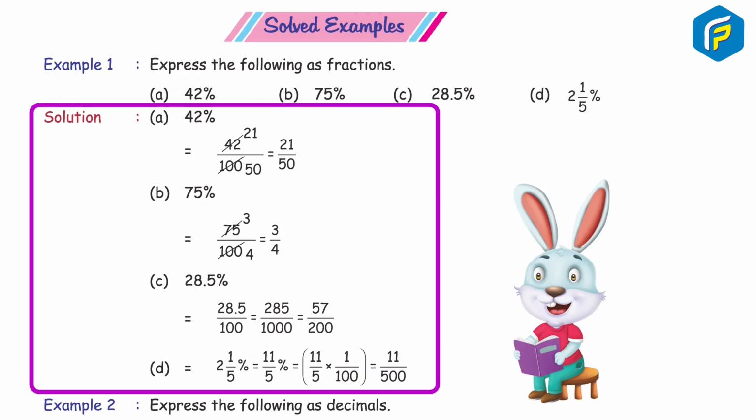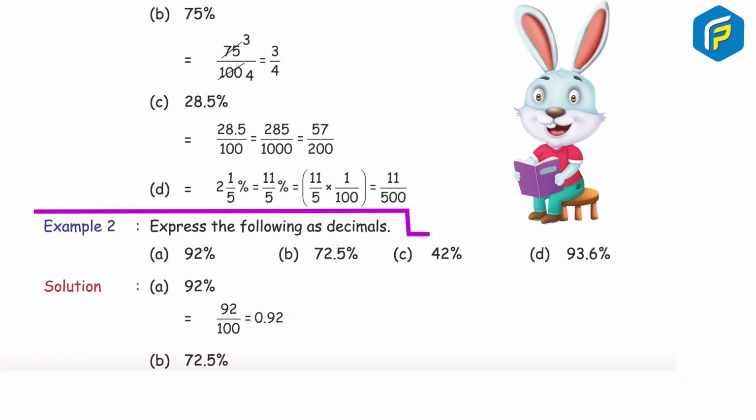Solution: A 42%. 42 upon 100 is equal to 21 upon 50. B 75%. 75 upon 100 is 3 upon 4. C 28.5%. 28.5 upon 100 equals 285 upon 1000, which is equal to 57 upon 200. D 1/5% is equal to 11 upon 5%, which is equal to 11 upon 5 into 1 upon 100, which is equal to 11 upon 500. Example 2.